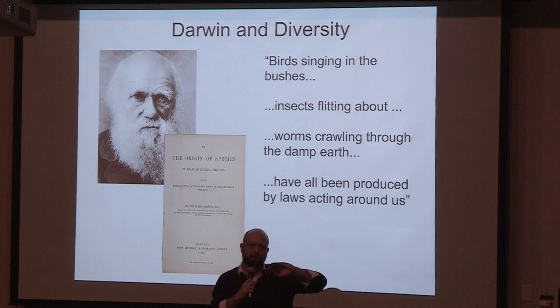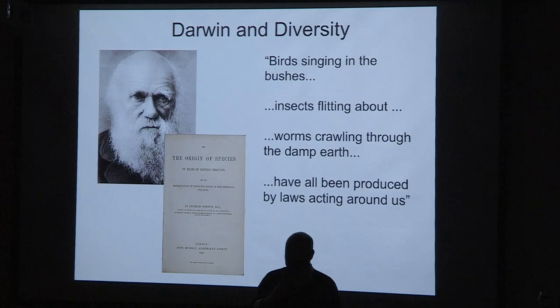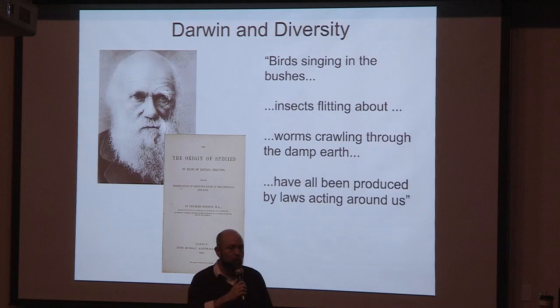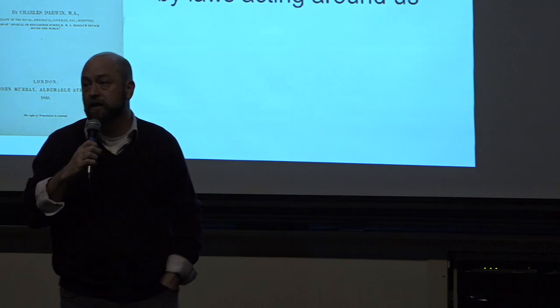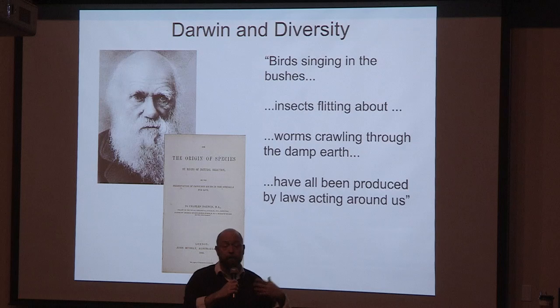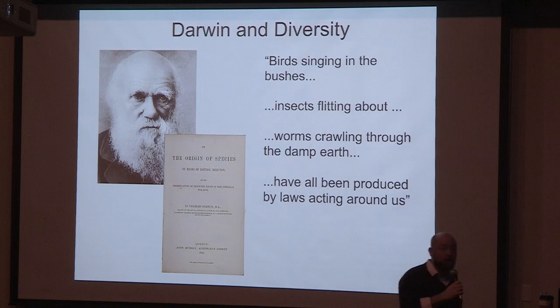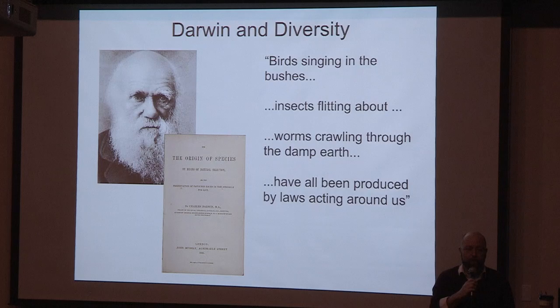I have a whole other lecture, really, that I could go on about Darwin as a great reluctant revolutionary. But what I'm going to say about his biography today is that Darwin really did for biology what Newton had done for physics, which is that Darwin articulated the perspective that the biological world could be explained by natural laws. Very much in the same way that the orbit of the Earth around the sun or the movement of comets can be explained by gravity, Darwin's argument is that the biological world that we see can be explained by natural laws. And so he writes in The Origin, birds singing in the bushes, insects flitting about, worms crawling through the damp earth have all been produced by the laws acting around us.